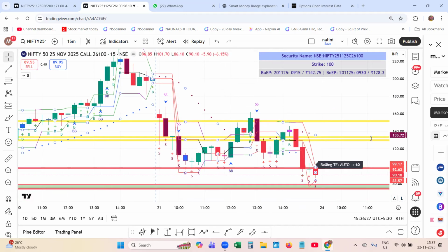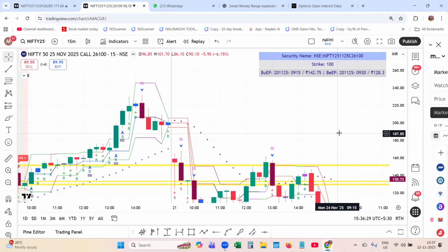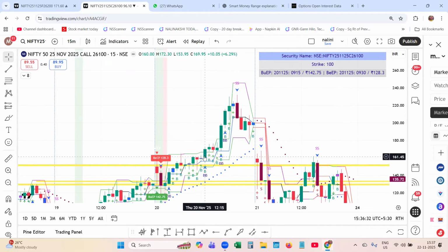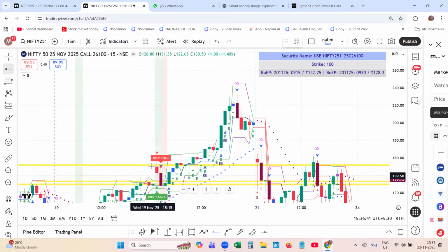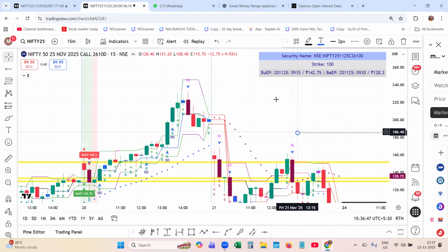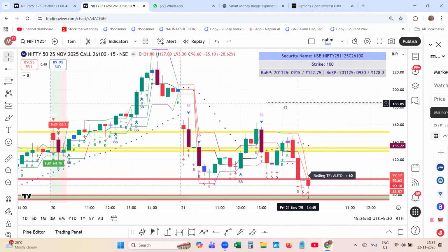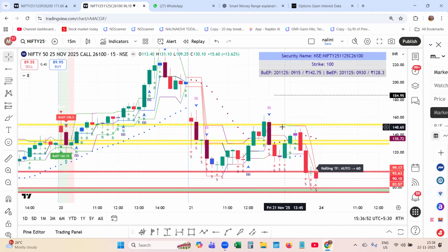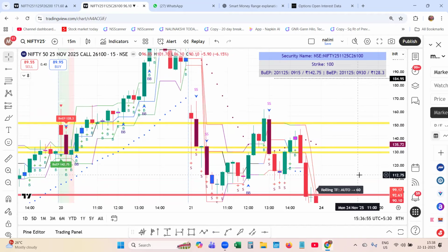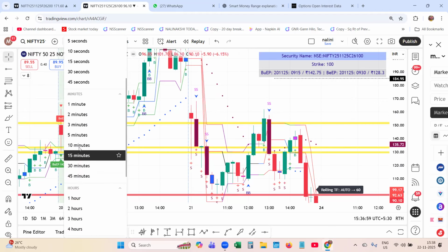Going up to this, and the major EP level is here only. 164. 142. That is the major EP level. 142. This is an aberration. It has gone above that. Intraday it will not give you that, but it has given you. See, let me change it to 5 minutes to show how you could have entered.